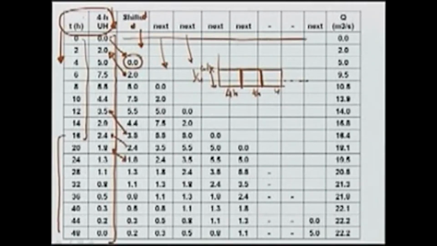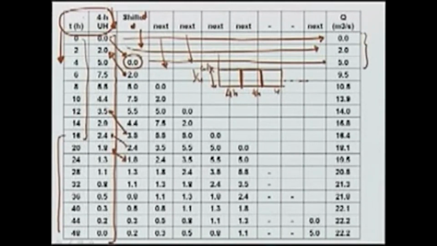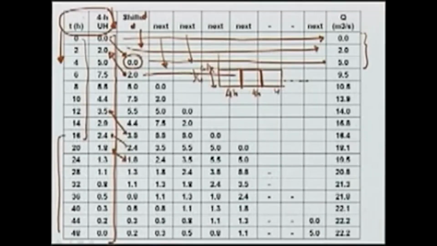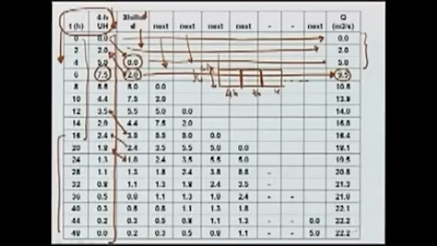So, we add a lot of these hydrographs together. For the first one 0 and 2 and then 5. So, these 3 ordinates remain the same as the 4-hour UH, because no other rain has contributed yet. But when you go to the 6 hours, then we have an ordinate of 7.5 due to the first rain and 2 for the second rain. So, 7.5 plus 2 gives us 9.5 meter cube per second as the ordinate of the S curve. So, ultimately it will reach a constant value 22.2.